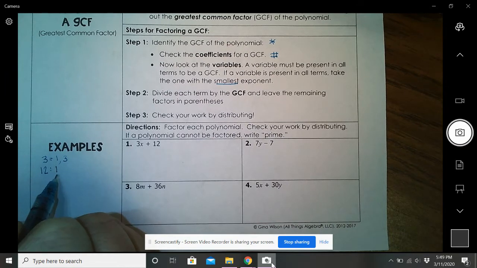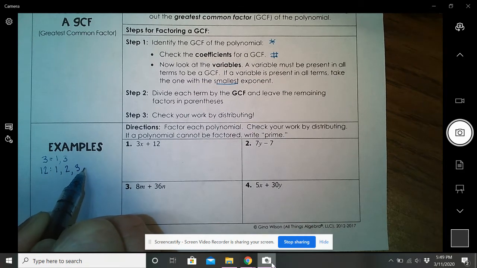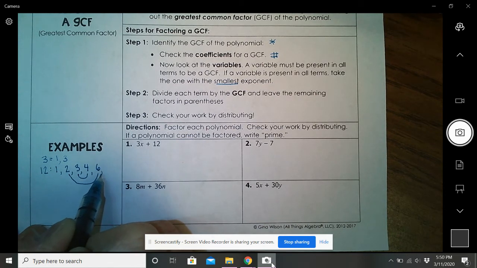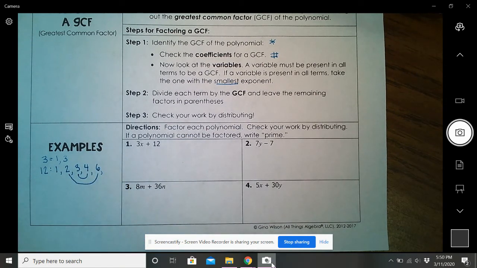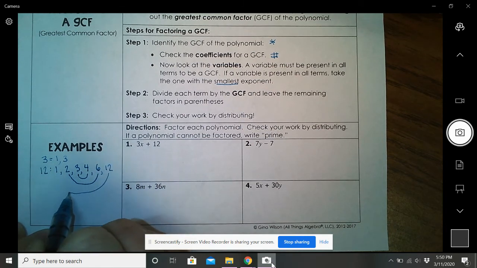We can do 12 divided by 1, and that makes 12. We can do 12 divided by 2. That makes 6. We can do 12 divided by 3. That makes 4. We can do 12 divided by 4, and that makes 3. We can't divide 12 by 5. We'll get a decimal, so I'm skipping 5. We can divide 12 by 6, and that makes 2. And then I can't divide 12 by 7, 8, 9, 10, or 11. That will all make a decimal, so I'm all the way up to 12. 12 divided by 12 makes 1.